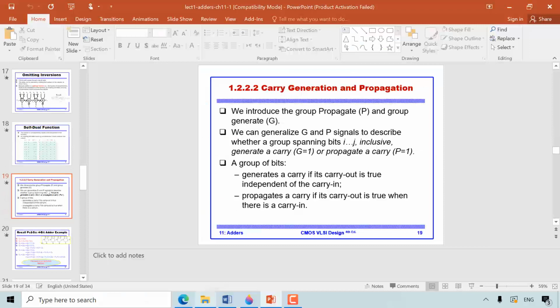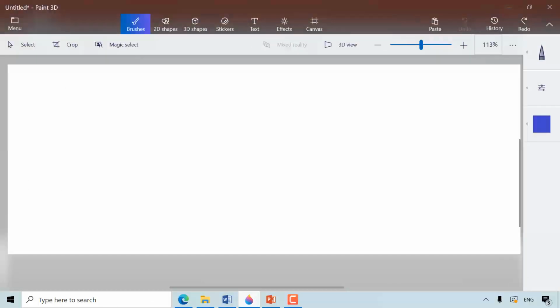We define propagate and generate terms as follows. So suppose we are adding A, 1 1 1 1, and B, 1 0 1 0, and let's say we have a carry in here, which is a 1 here, and we are doing this addition.